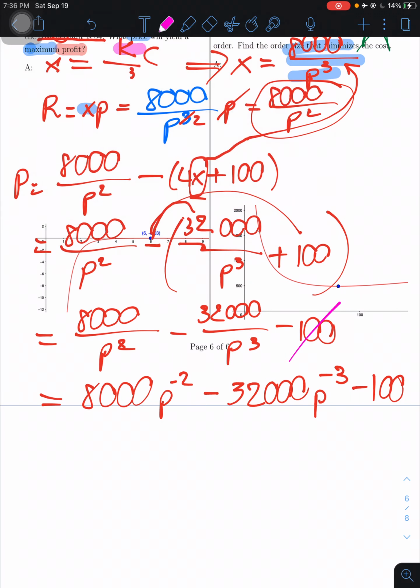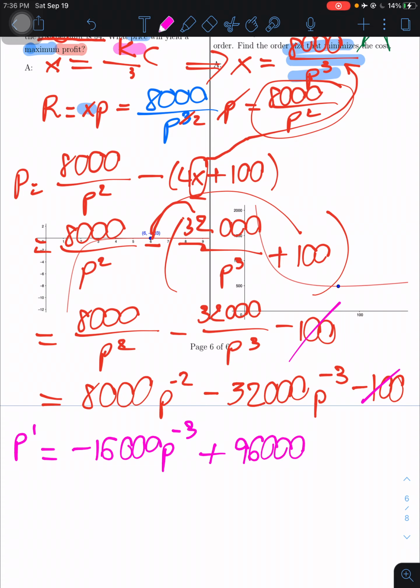Okay, and then p prime. Profit, this will go down to 0, and then in short this is negative 16,000 times p to the negative 3, and then this is a positive 96,000 times p to the negative 4, right? And then after that you're going to set this thing equal to 0.